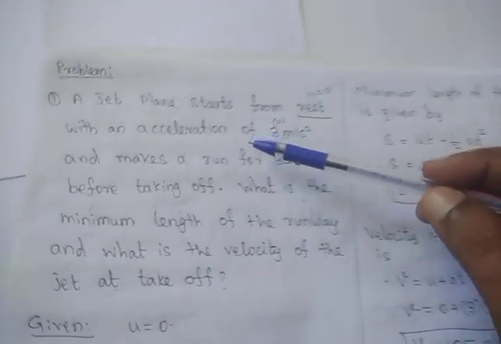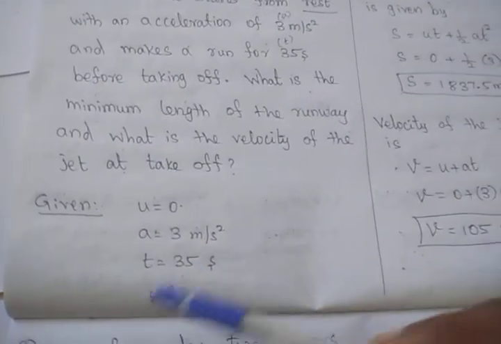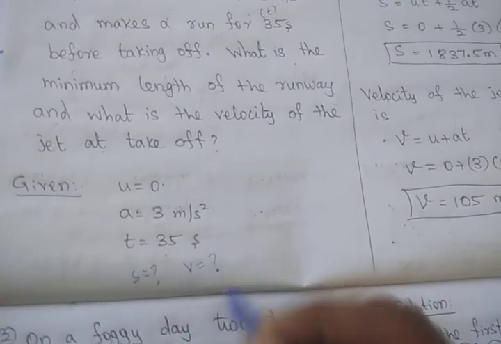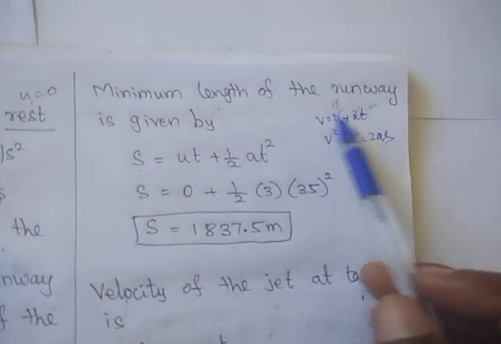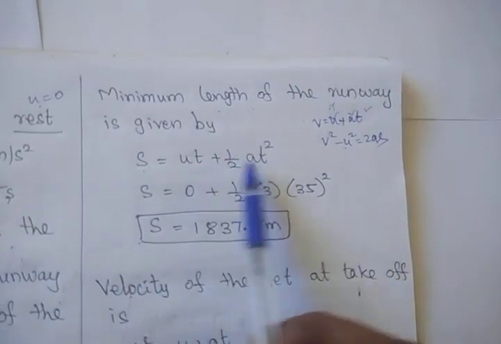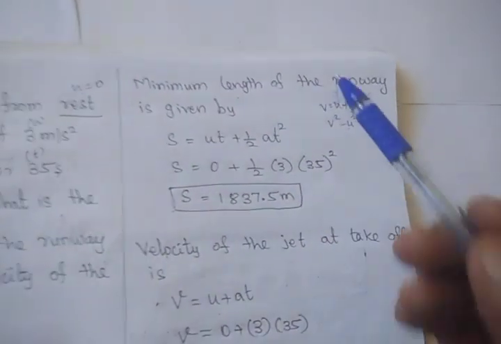First, read the question carefully and find the given data. Then you have to analyze what the calculation is. We have to find s and v. Now you see the three equations of motion: v is equal to u plus at, v square minus u square is equal to 2as, and s is equal to ut plus half at square. You substitute all the given data in these equations.